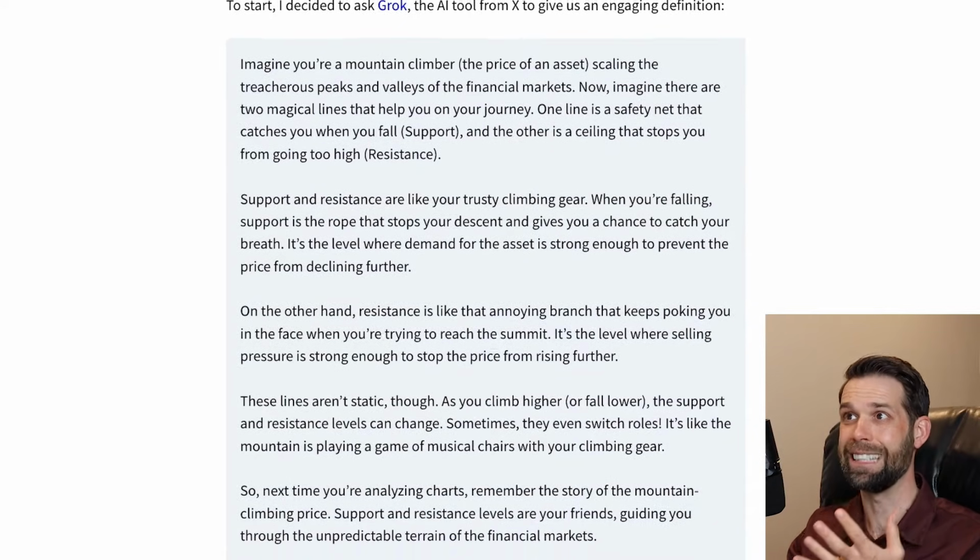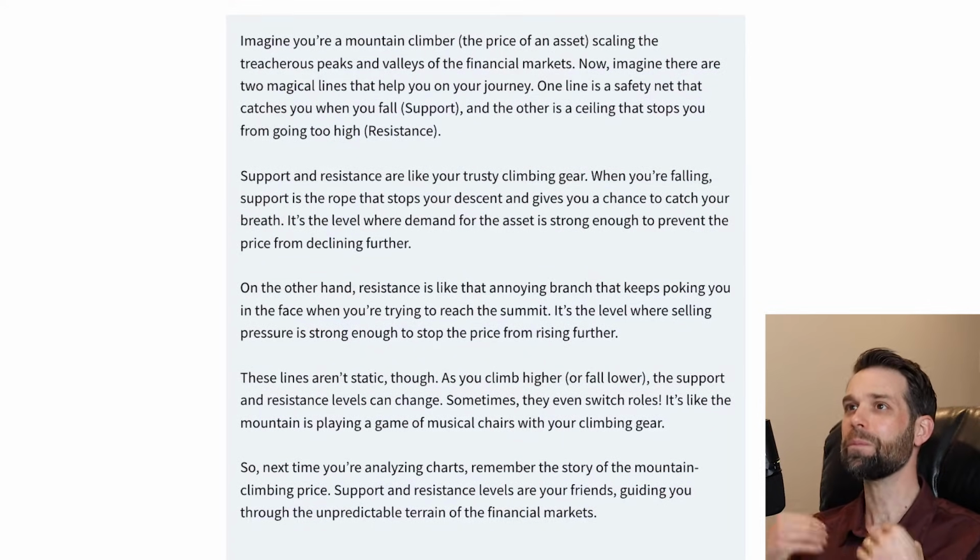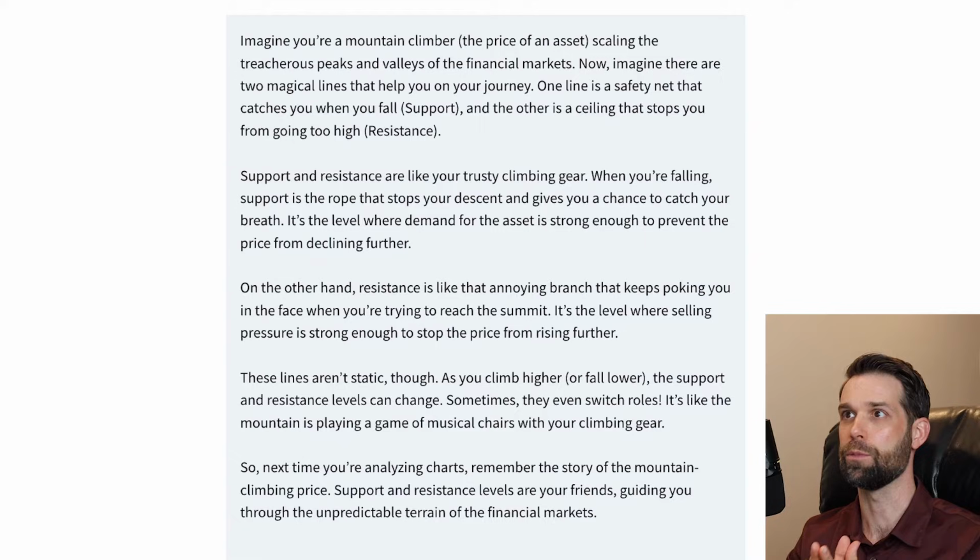So here's what Grok said in regards to support and resistance in a fun and engaging way. Imagine you're a mountain climber scaling the treacherous peaks and valleys of the financial markets. Now imagine there are two magical lines that help you on your journey. One line is a safety net that catches you when you fall, and that is support. The other is a ceiling that stops you from going too high, and that is resistance. Support and resistance are like your trusty climbing gear. When you're falling, support is the rope that stops your descent and gives you a chance to catch your breath.